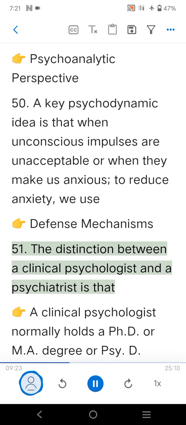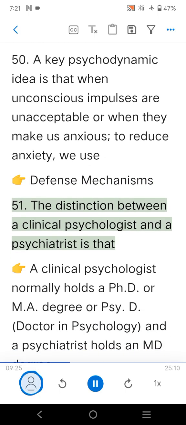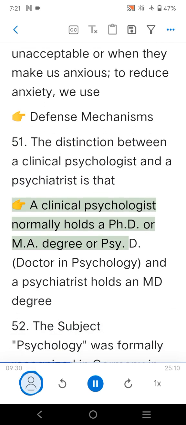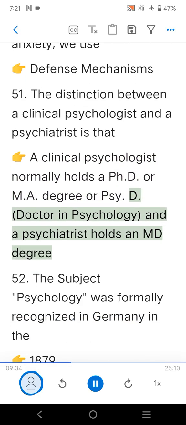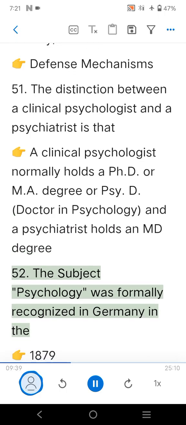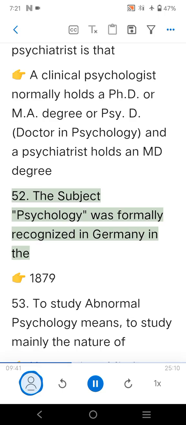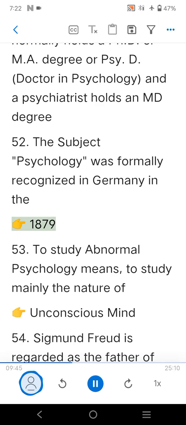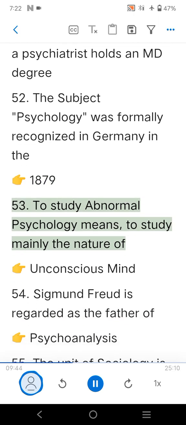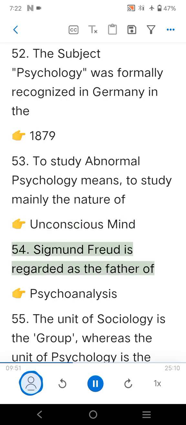defense mechanisms. 51. The distinction between a clinical psychologist and a psychiatrist is that a clinical psychologist normally holds a PhD or MA degree or Psy.D., Doctor in Psychology, and a psychiatrist holds an MD degree. 52. The subject, psychology, was formally recognized in Germany in 1879.